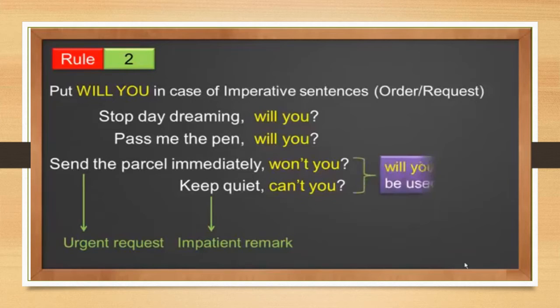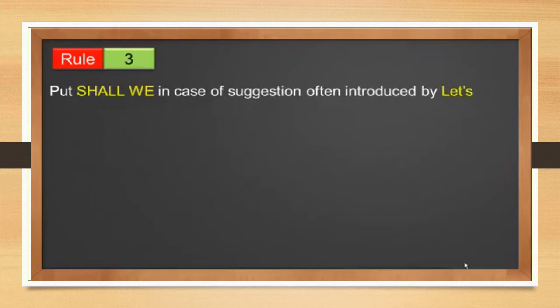But remember, you don't have to remember that you have to use won't you for urgent requests or can't you for impatient remarks. Will you will do. Will you can be used for all the above sentences. So just remember, use will you in case of order or request sentences. Rule number 3. Put shall we in case of suggestion, often introduced by let's.